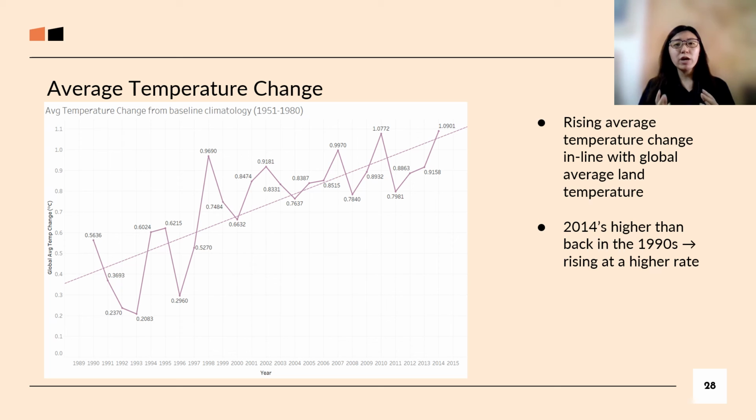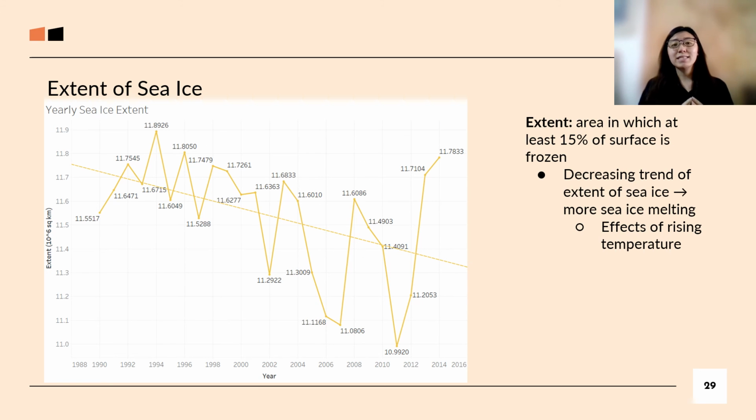And moving on, we will look at the next issue, which is the extent of sea ice. So what is the extent of sea ice? The extent of sea ice is defined as the area in which at least 15% of the surface is frozen and covered by ice. So the graph on the slide shows that there is a decreasing trend, implying that more sea ice is melting, which could be the effect of rising temperature.